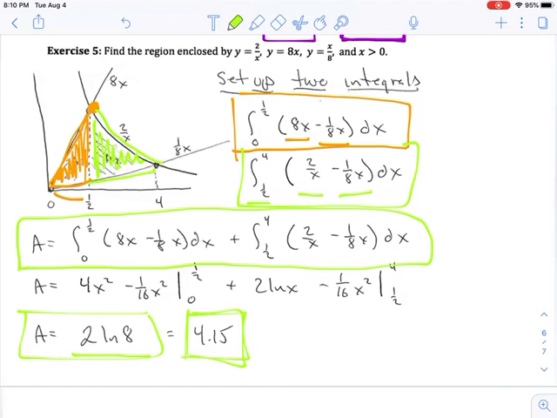All right, so that is finding the area between two curves when you have some type of a compound area. That's it for this video. See you next time.